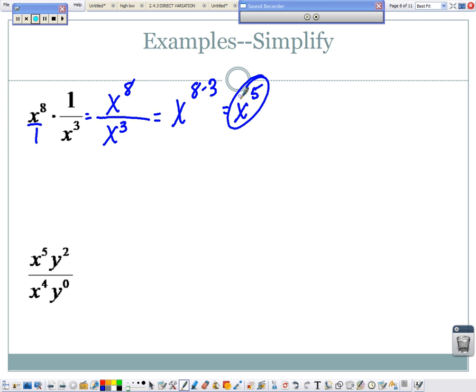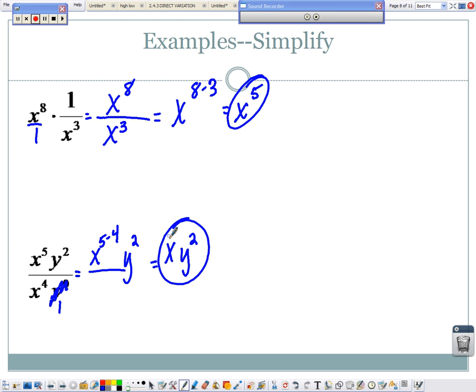So the next one, remember, this one would actually go to 1. Anything with the 0 power would give me 1. And the only time I really have to put anything is if I need a placeholder for the top. So on the top, x to the 5th minus 4, and then I end up with y squared. So 5 minus 4 is 1. I don't need that one. Y squared as my final answer. Okay? All right.